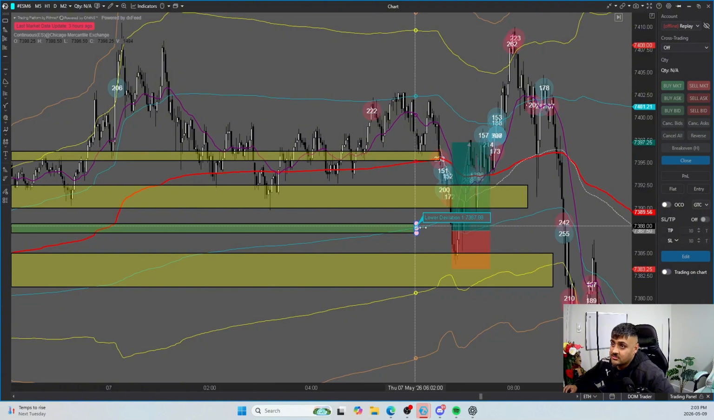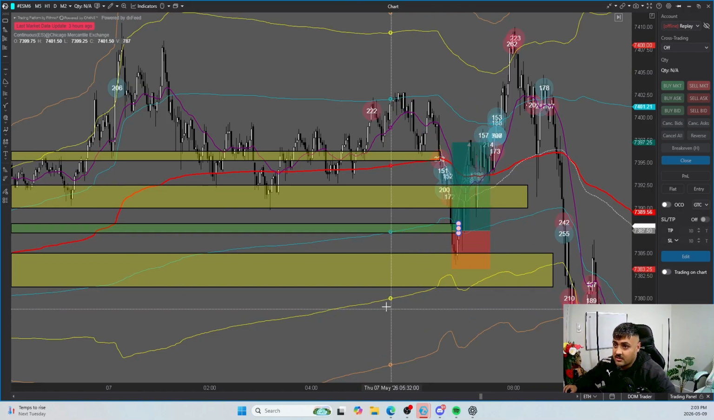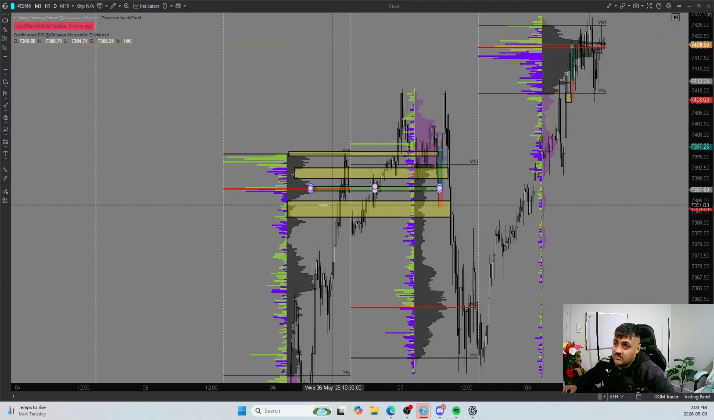Okay, this is our point of control. You don't want to trade around any point of control. You either want to trade above it or below it. You don't want to be at the point of control, because I've gotten chopped up many times. So price comes into my area. This is my area, low volume node, right?